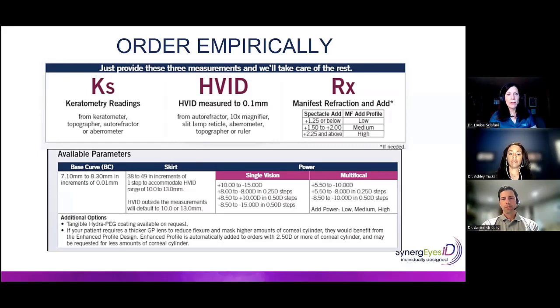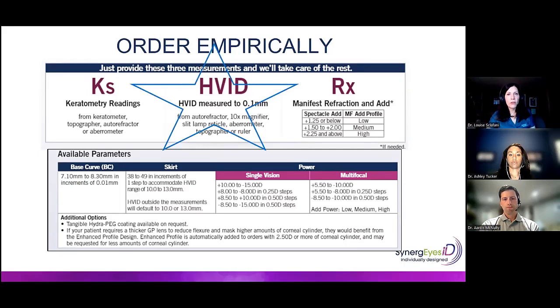And again, that base curve can be in increments of 0.01. It does not come with HydroPeg, but it can upon request. And it also comes in a thicker lens. We call it the EP, or enhanced profile, if we find that the patient has some residual astigmatism, for example, if they have a high amount of astigmatism where flexure might be an issue.